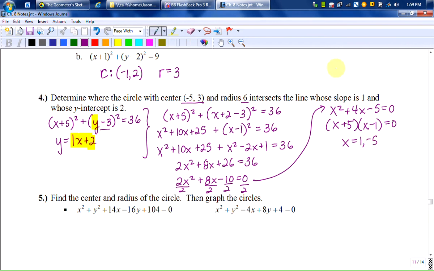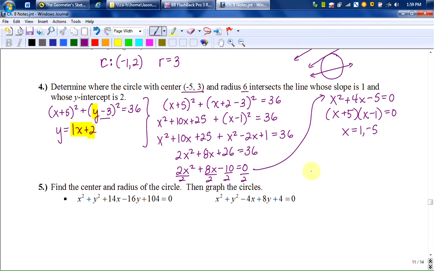And what we know about lines and circles is that a line and a circle could intersect at 1 point, they could intersect at 0 points, or they could intersect at 2 points. So this line happens to be a secant line for this circle. Now, in order to finish this problem, I need to find the matching ordered pair, the y for the x's that I got. So I'm going to take 1 and -5 and plug them back into this simple linear equation. That would be the easiest thing to do.